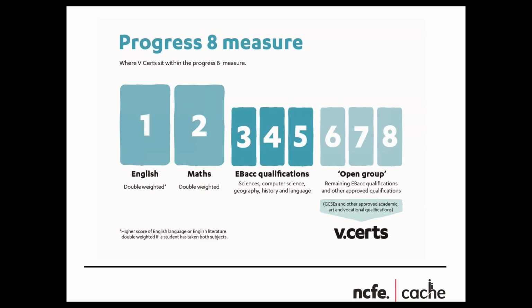So the V Certs sit in the third bucket. Your learners can take up to 3 qualifications from this third bucket, and that depends on the actual weighting and the size of the qualifications as well. So you can run V Certs alongside other qualifications, but please be mindful of what the discount codes are for the qualifications that you're running side by side.